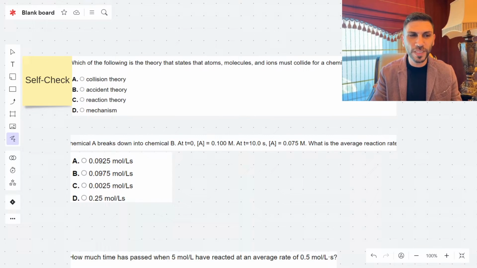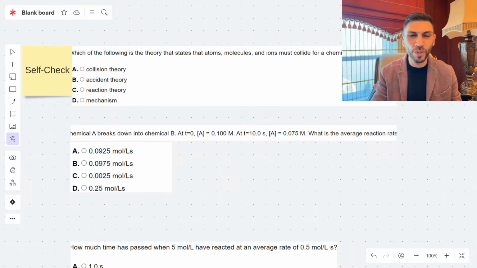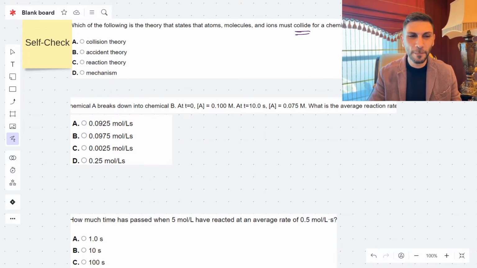let's do the self-check about this section before we start our next lesson in the next video, which is about the factors that affect the rate of chemical reaction. The first question is, which of the following theories states that atoms, molecules, and ions must collide for a chemical reaction to occur? Is it the collision theory, the accident theory, the reaction theory, or mechanism? You have to choose the correct answer.